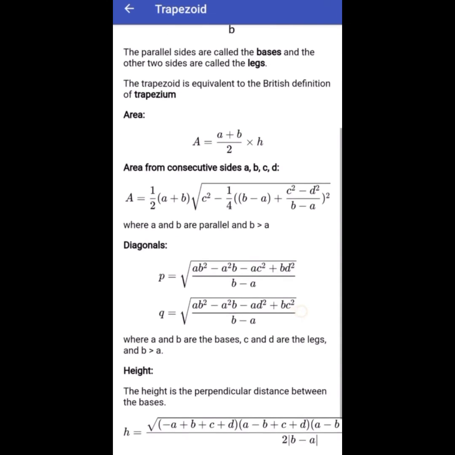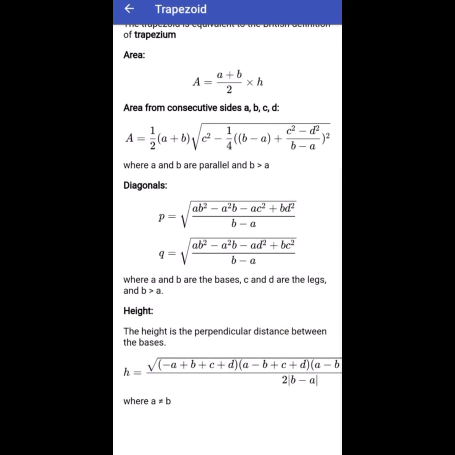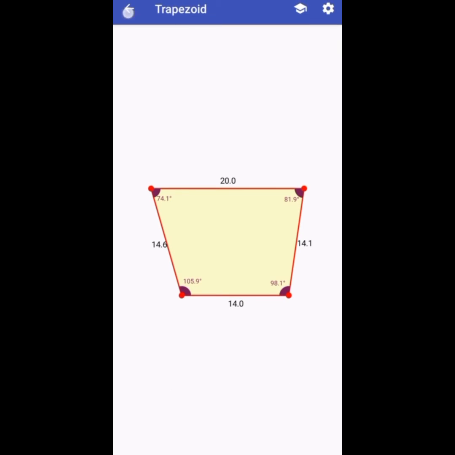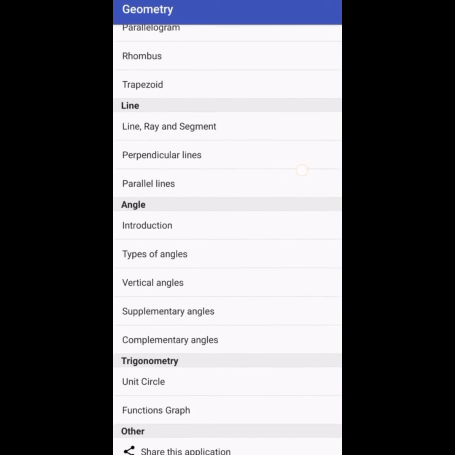Area of consecutive sides A, B, C, D, and also their height. The height is the perpendicular distance between the bases. So that's all about the trapezoid. Now let's move on to the line.